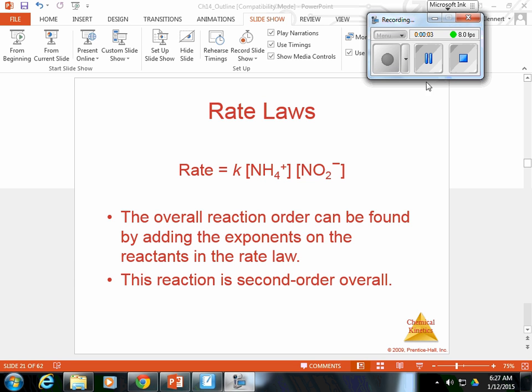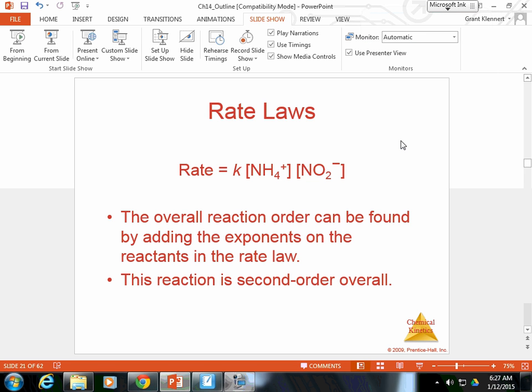All right, we're going to pick up section 14.2 and we're going to talk about integrated rate laws. What we're going to do is take some calculus and apply it to the rate laws. So this is the slide where we left off.